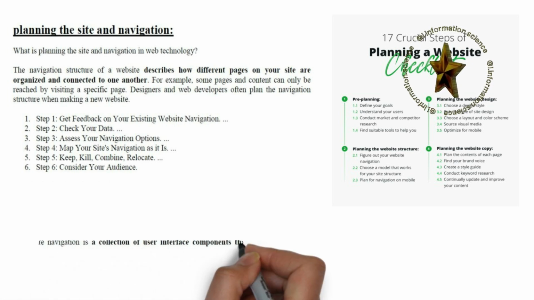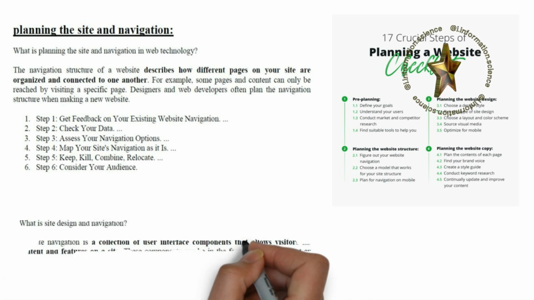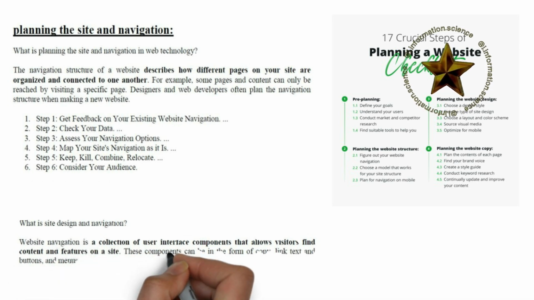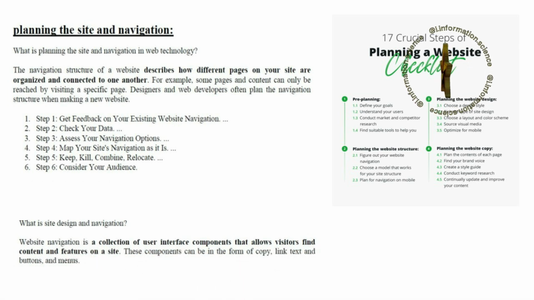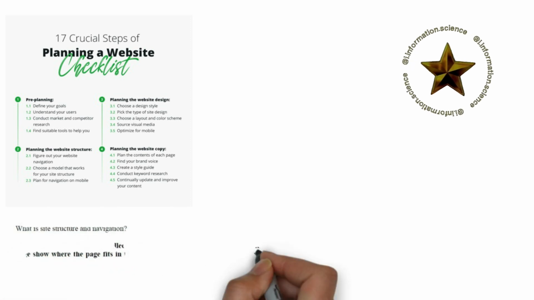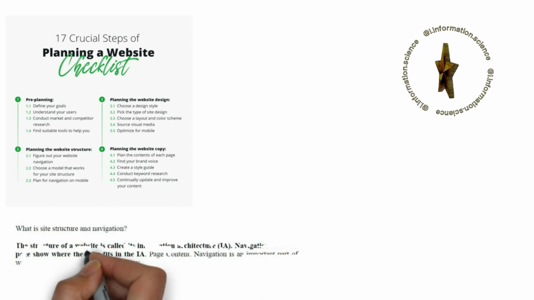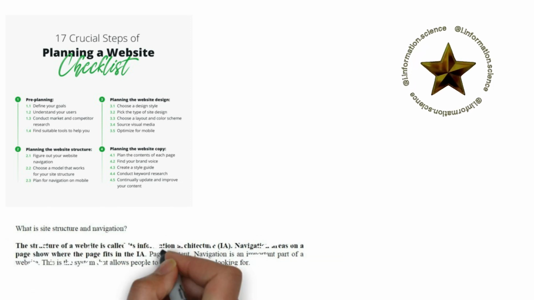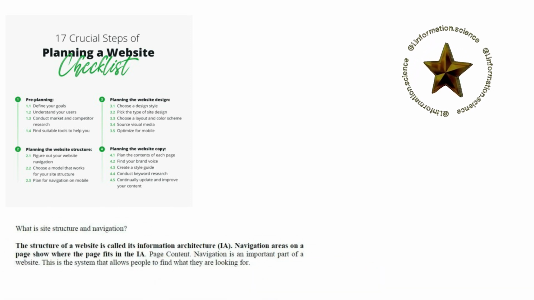What is site design and navigation? Website navigation is a collection of user interface components that allows visitors to find content and features on a site. These components can be in the form of copy, link text, buttons, and menus. What is site structure and navigation? The structure of a website is called its information architecture, IA.